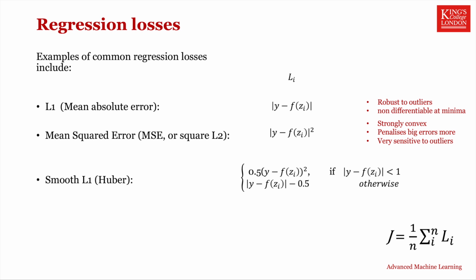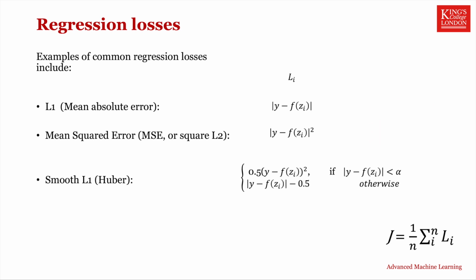An alternative is the mean square error. So this is good as it's strongly convex and penalizes big errors much more than smaller ones. However, as a result, this makes it very sensitive to outliers, which can be a problem. Another option, therefore, is the smooth L1 or Huber loss, which is a piecewise function which effectively implements squared or L2 loss for small errors and L1 loss elsewhere. Here, alpha tunes the user's definition of small, so in PyTorch this is set by default to 1.